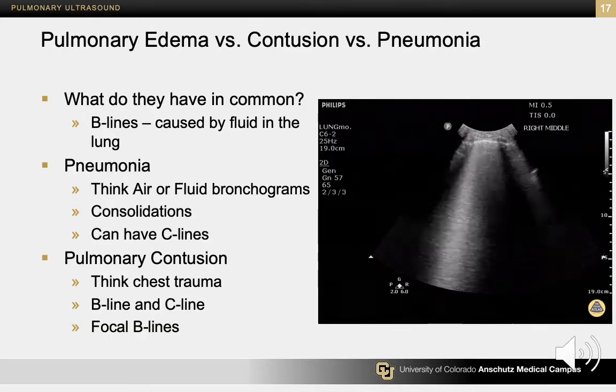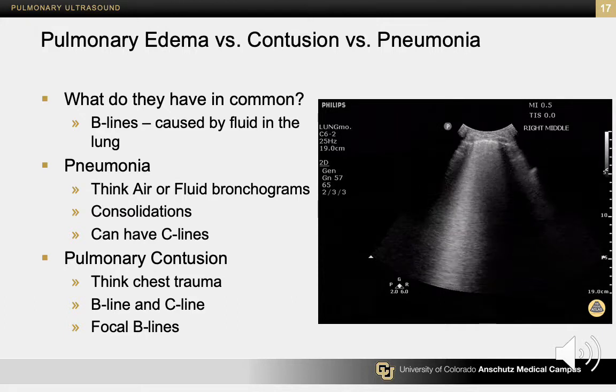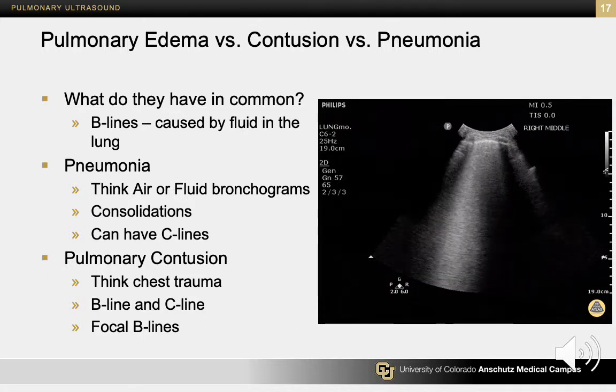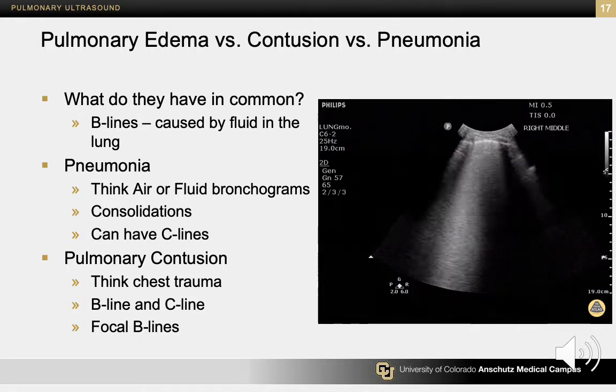Okay, so as I mentioned, pulmonary edema, contusion, and pneumonia have very similar findings. The one thing that they all have in common is B lines. All of these things can cause fluid to accumulate in the lung. They're of different pathophysiology, but they can all cause B lines.